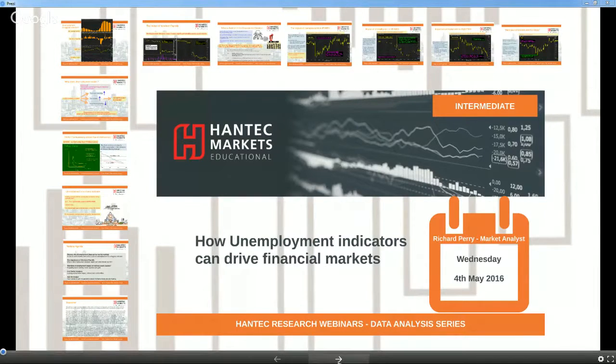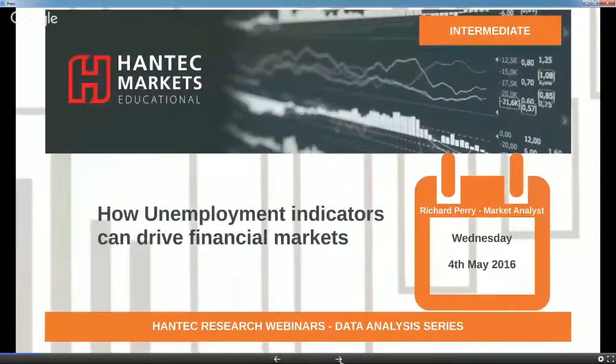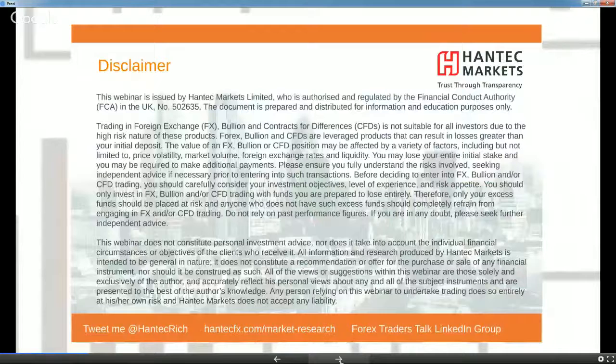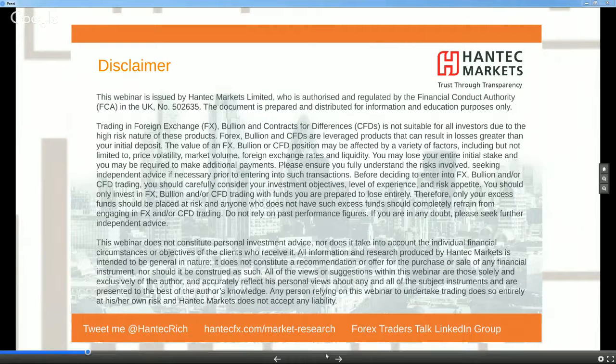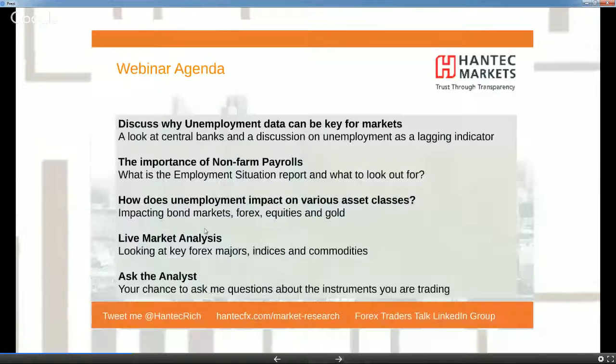Before I get into it, let's have a quick look at the disclaimer, because I'm going to be talking about live market information as I go through. I'm going to talk for about half an hour, hopefully, on unemployment and non-farm payrolls, and then I'm going to be looking at some forex market stuff. So anyone who has any questions or queries, please give me a shout.